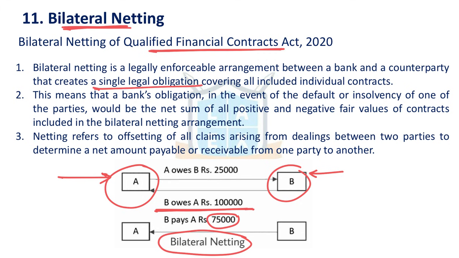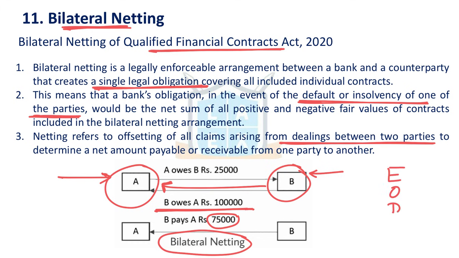Under a single obligation, they pay only once. So this particular thing will be very helpful in case of default or insolvency of the parties. So instead of complex transactions, this pays once at a time. This offsets the money related to dealings between the two parties. Bilateral netting helps in promoting ease of doing business in India.